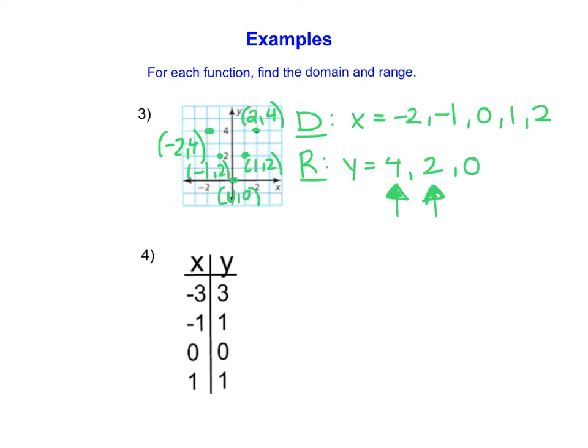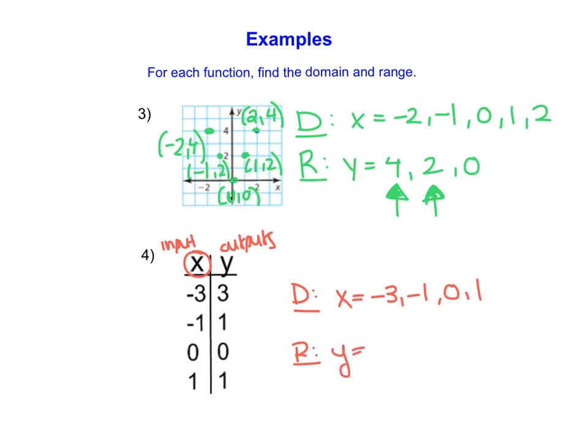Okay, the next one I see is a table, and luckily it's split up into x's and y's already, so I have my inputs and my outputs. What I'm going to do is list my domain and my range. Remember, my domain is all of my x values here, so I see x could be equal to -3, -1, 0, and 1. And my range is all of my y values. So remember this is x and that's y. My y values are 3, 1, 0, and notice that the ones repeat, so I only need to list them once. So I've listed all of my inputs and my outputs for each representation.